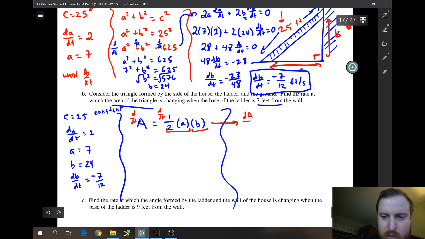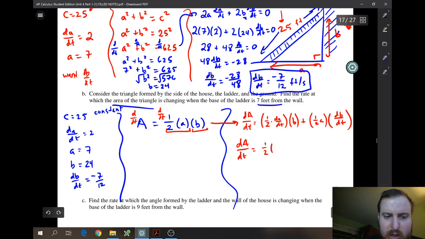So we're going to get dA/dt equals, now I'm going to put in 1/2 times 1, right? The derivative of a is 1 dA/dt. I'm taking the derivative of the first, then I'm going to leave the second alone. Then I'm going to leave the 1/2 a, the first term, alone, and the derivative of b is going to be 1 dB/dt. And now we actually know everything from our previous question. So the 1/2 times dA/dt, we know was 2. B we know is 24. Plus 1/2. A we know is 7. And dB/dt we solved for is -7/12.